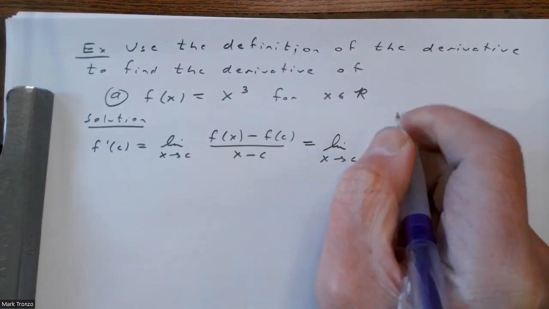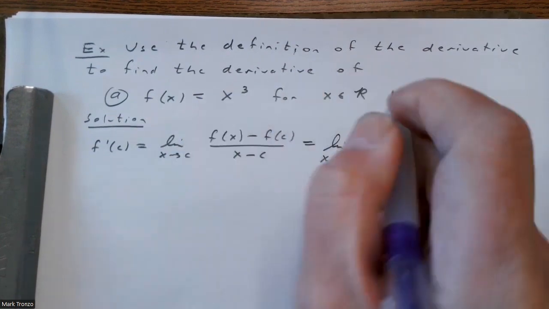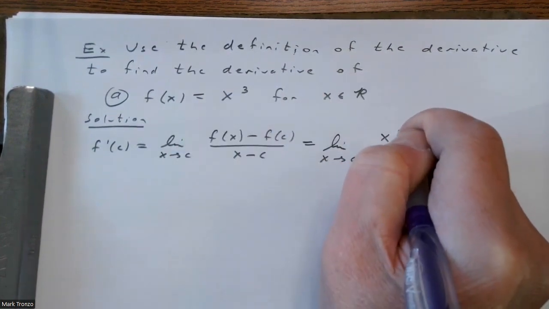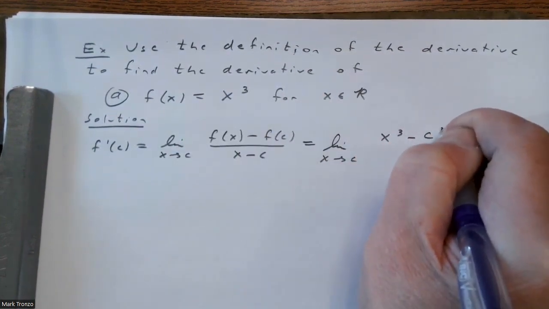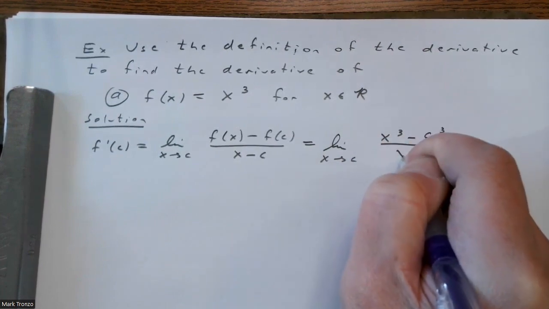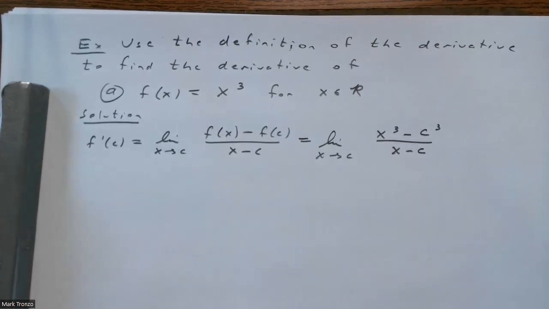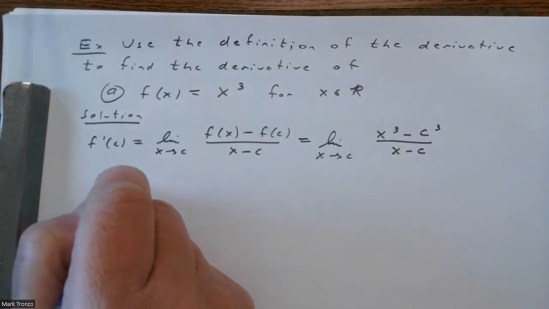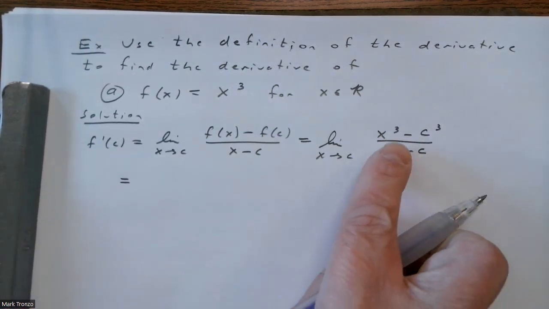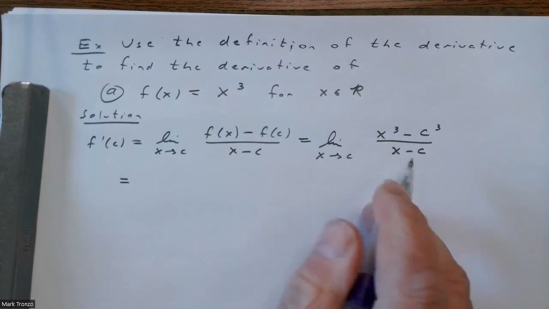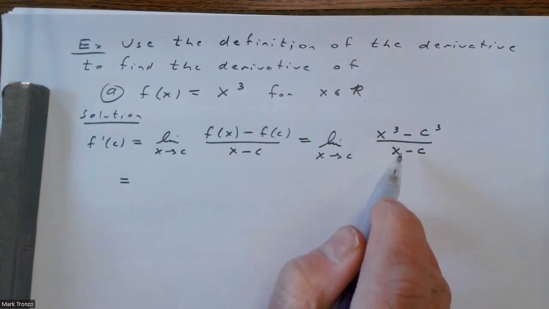Limit as x approaches c, so we'll put in x cubed minus c cubed over x minus c, like this. Now we need to get rid of this denominator somehow.